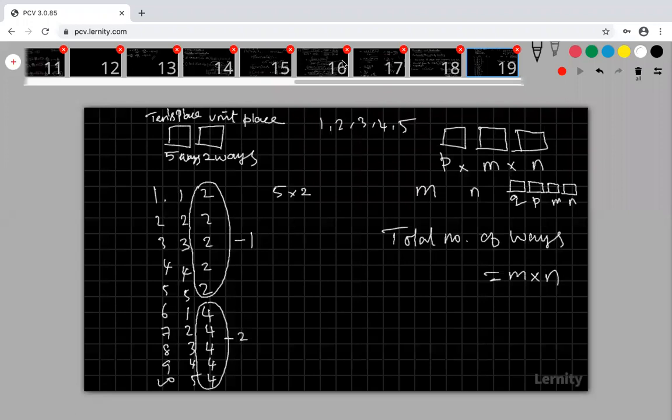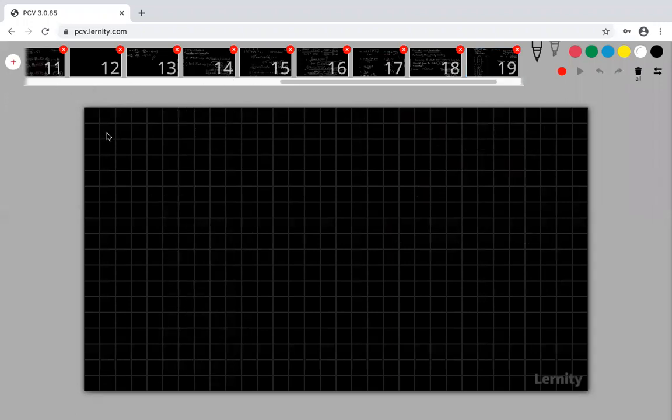Yes, m is the number of ways to fill the tens place. n is the number of ways to fill the ones place, the unit place. Are you clear? It is not 2 power m. Your m and n may be different. We will discuss some problems and you will get that idea. So now take the fundamental principle theorem concept.